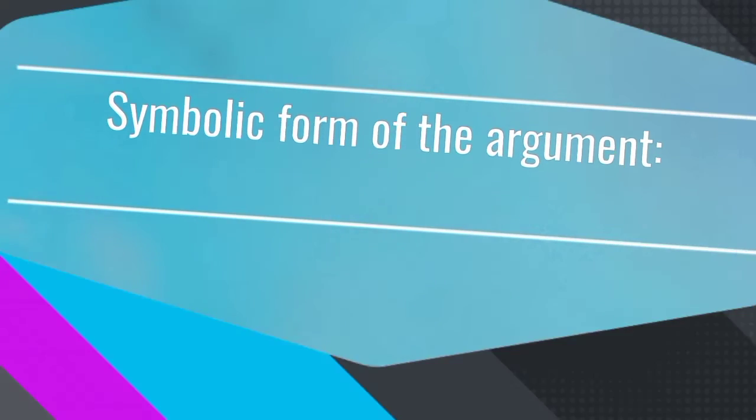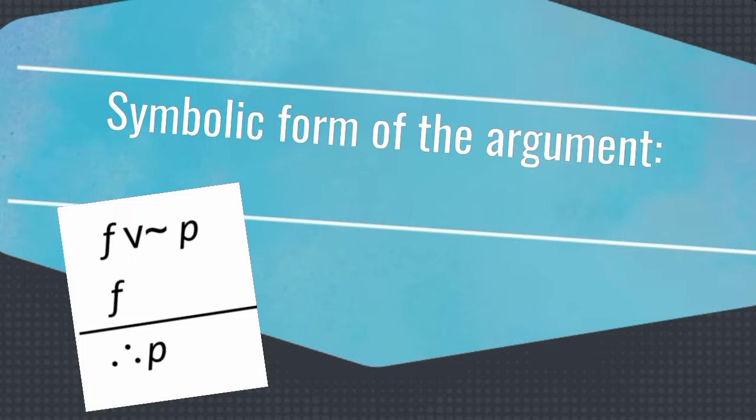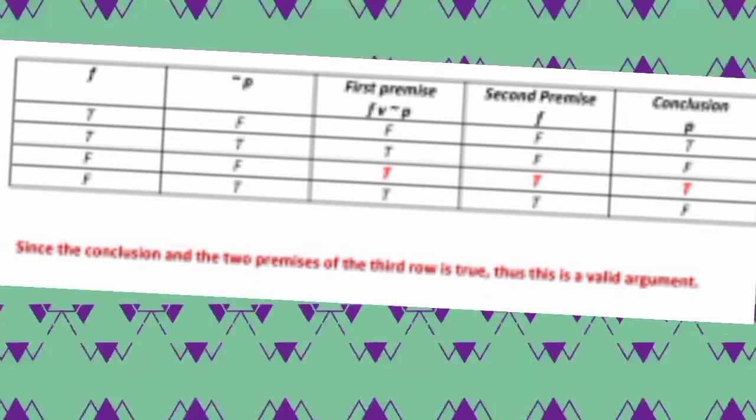Now let's transform it to its symbolic form. The first premise consists of the small letter F, which coincides to the statement, the ice cream is cold, and the symbol V, which coincides to the word or, and not P, which coincides to I will not eat it. For the second premise, here is F, the ice cream is cold, and then the conclusion is the symbol of the three dots and the letter P, which coincides to the statement, therefore I will eat it.